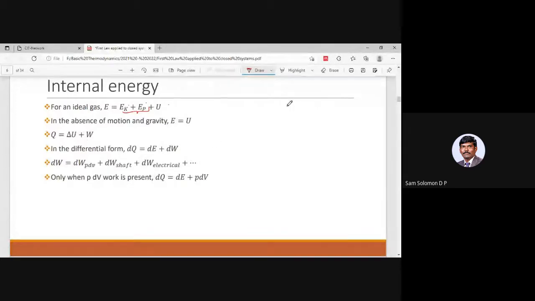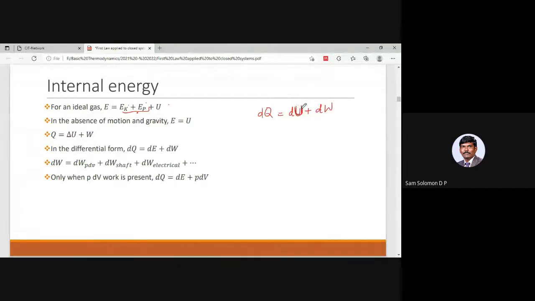So this is another thing which you can always remember. You can write this in the differential form. The first law in the differential form, you can write it as dq is equal to du plus dw. Remember, everything is in caps here.